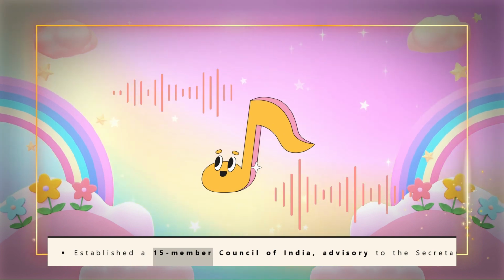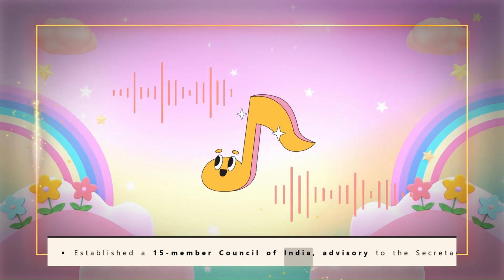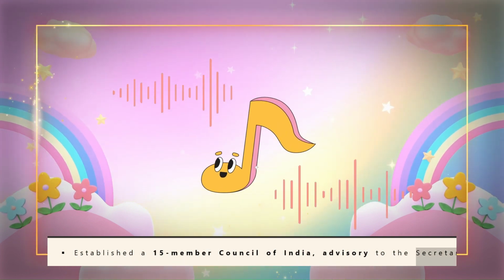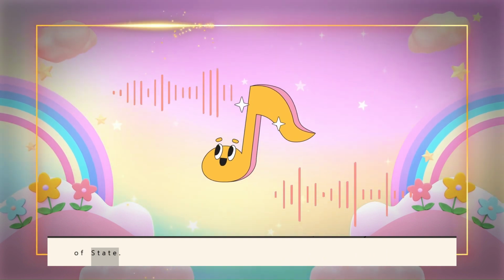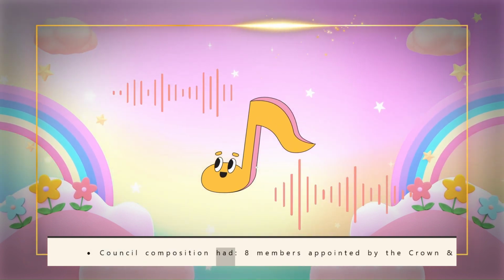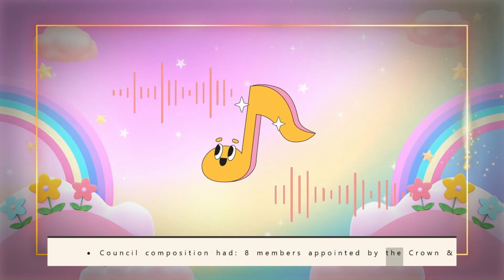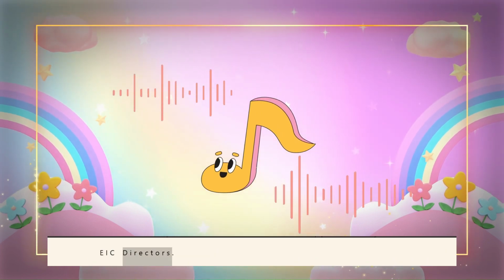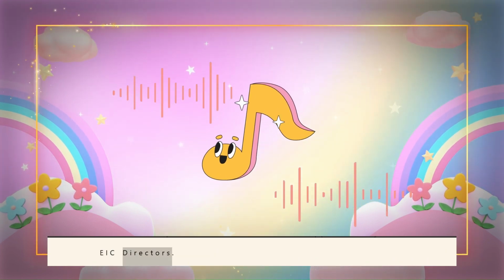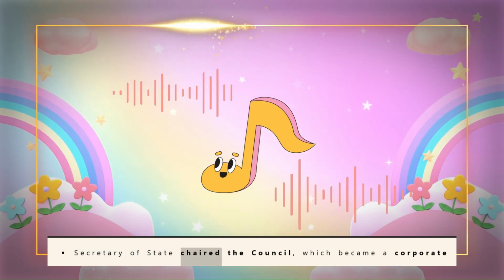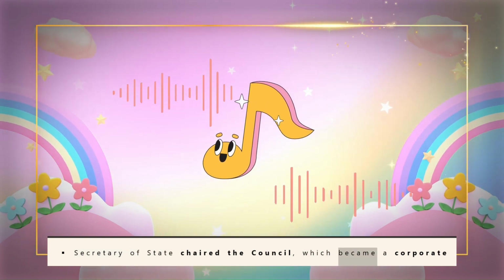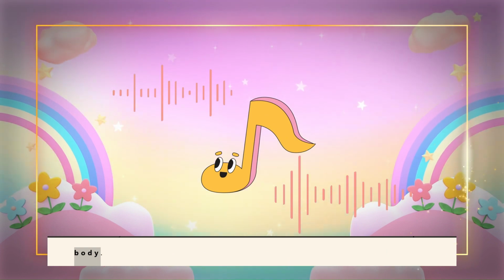It established a 15-member Council of India, advisory to the Secretary of State. The Council composition had 8 members appointed by the Crown and 7 EIC directors. The Secretary of State chaired the Council, which became a corporate body.